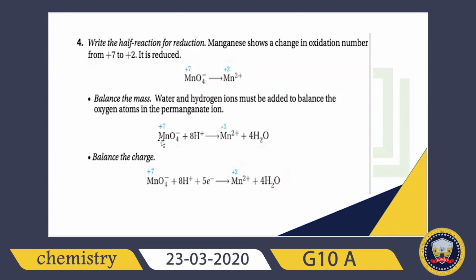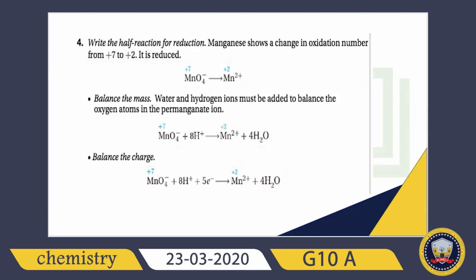Now, after we balance the atoms, then what do we do? We balance the charge. So remember, this is reduction, so the electrons will be on the reactant side. Now, how much do we know? It's easy. From plus 7 to plus 2. So how much did we gain? 5 electrons. So you write here plus 5 electrons.